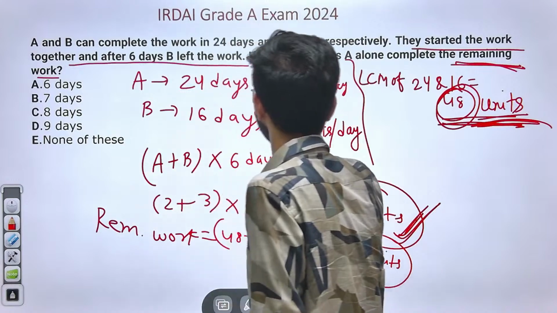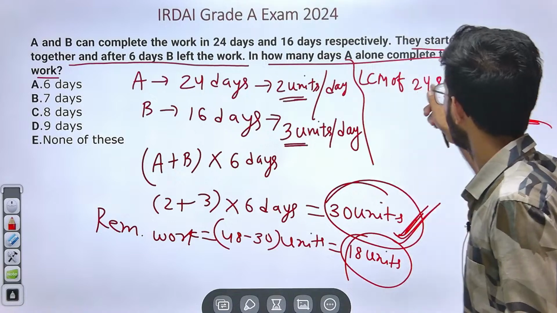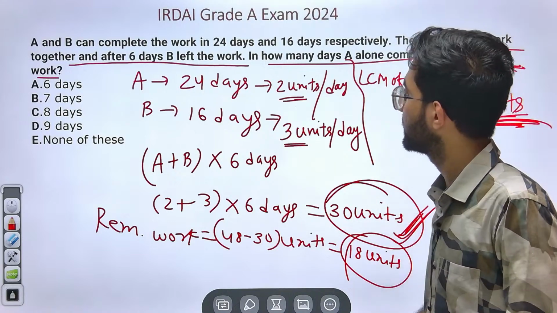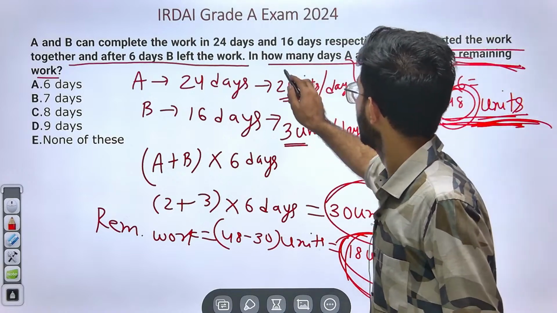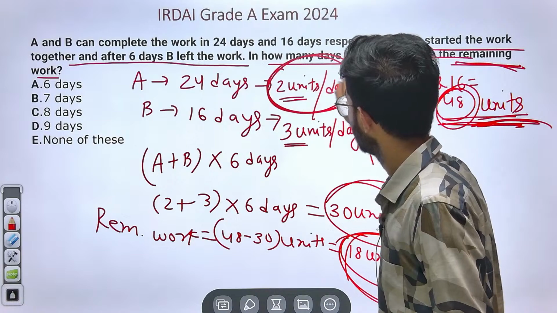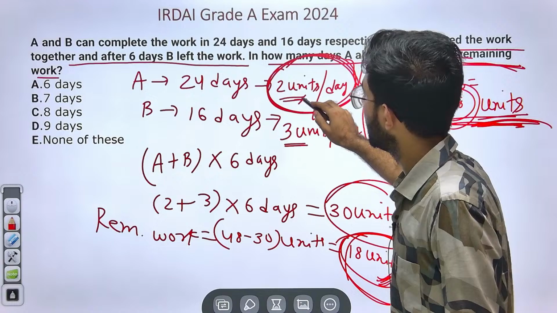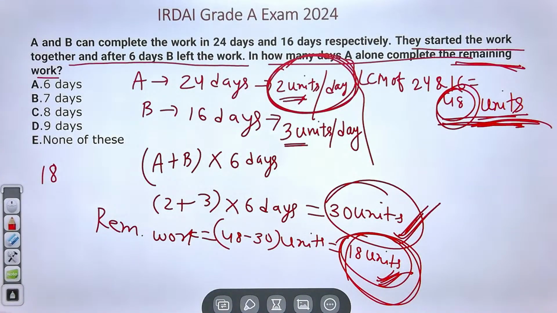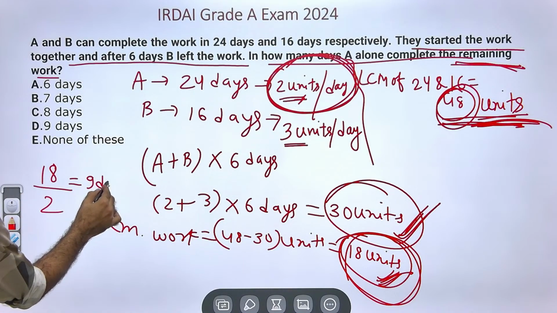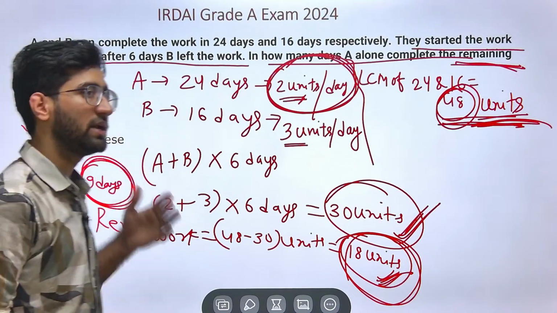Now read the last part of the question again. We have to answer in how many days A can alone complete the remaining work. Okay, the remaining work is of 18 units and A does 2 units work per day, right? So basically to do this 18 units of work, A will have to work for 9 days, right? Simple. The total work is of 18 units and A can do 2 units work per day. So basically A will take 9 days to complete the remaining work.